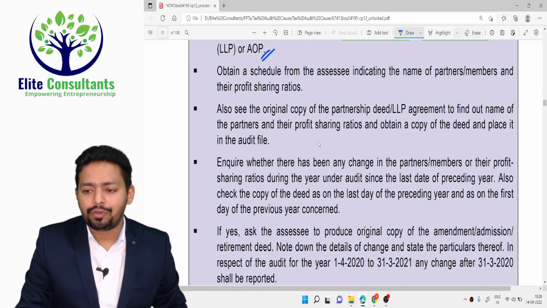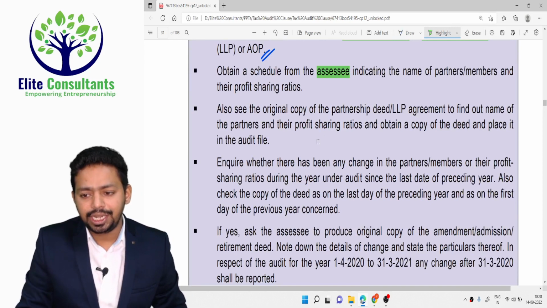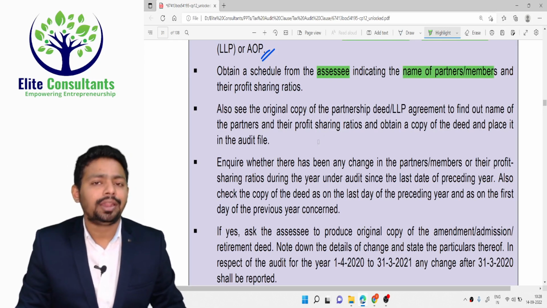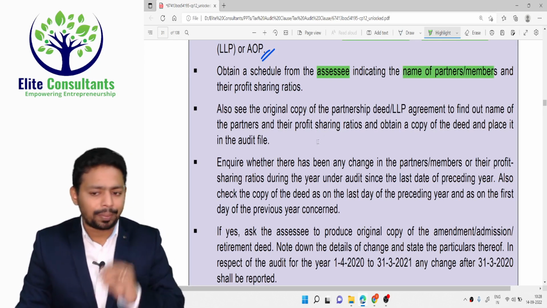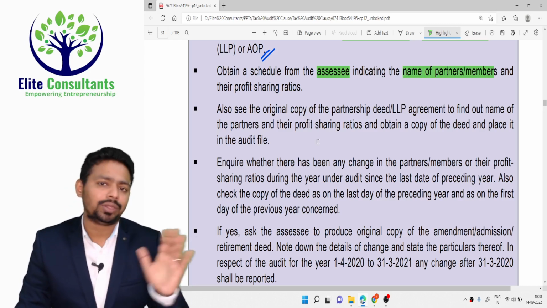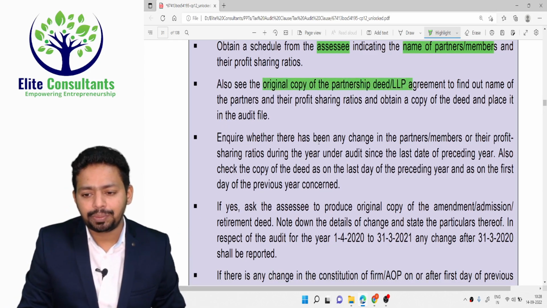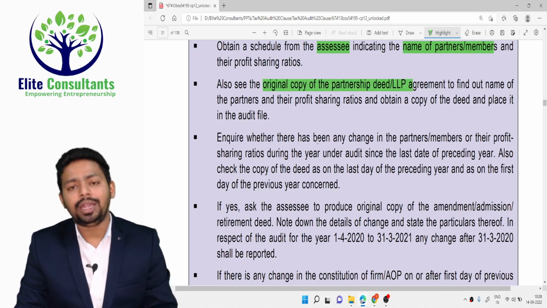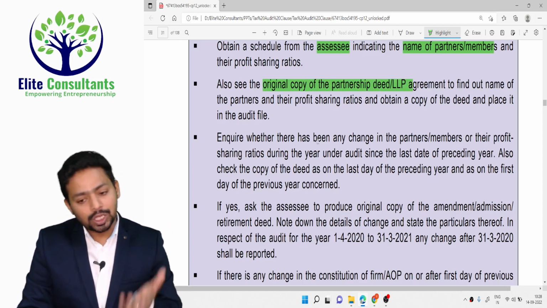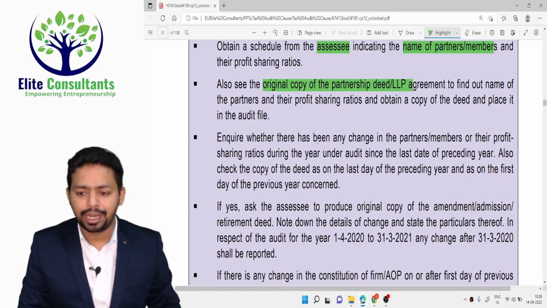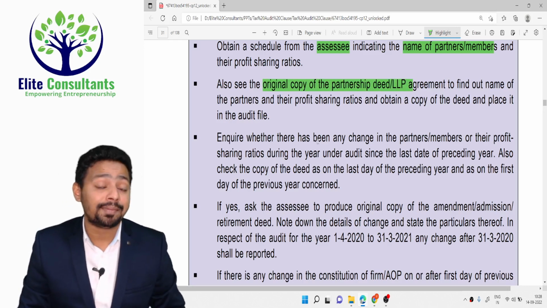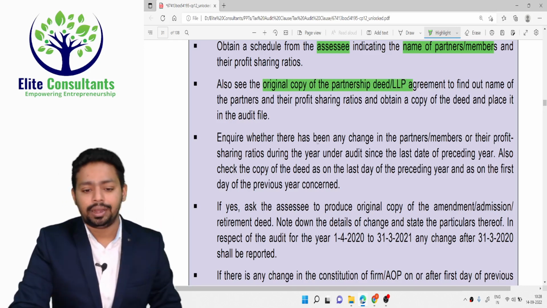Obtain a schedule from the assessee indicating the names of the partners or members and their profit sharing ratio. So you need to obtain this particular list. What is the current list and what was the list last year? Also see the original copy of the partnership deed and LLP agreement. You don't only take the declaration from them, you also have to check it through the partnership deed and LLP agreement and find out the names of the partners which are there in the original deed.